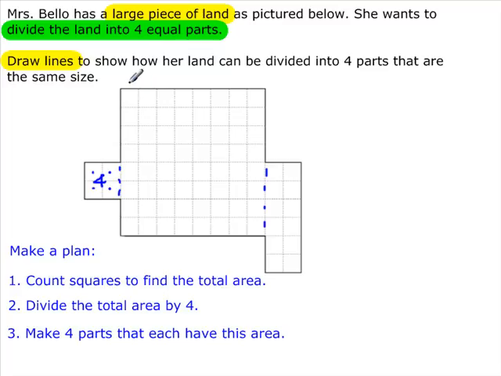And let's see, if we go across this way, it's 1, 2, 3, 4, 5, 6, 7, 8. So it's 8 total going across this way. And then this way it's 1, 2, 3, 4, 5, 6, 7, 8. Aha! It's also 8 this way. So the total in here is 64. So far we've got 4 and 64.